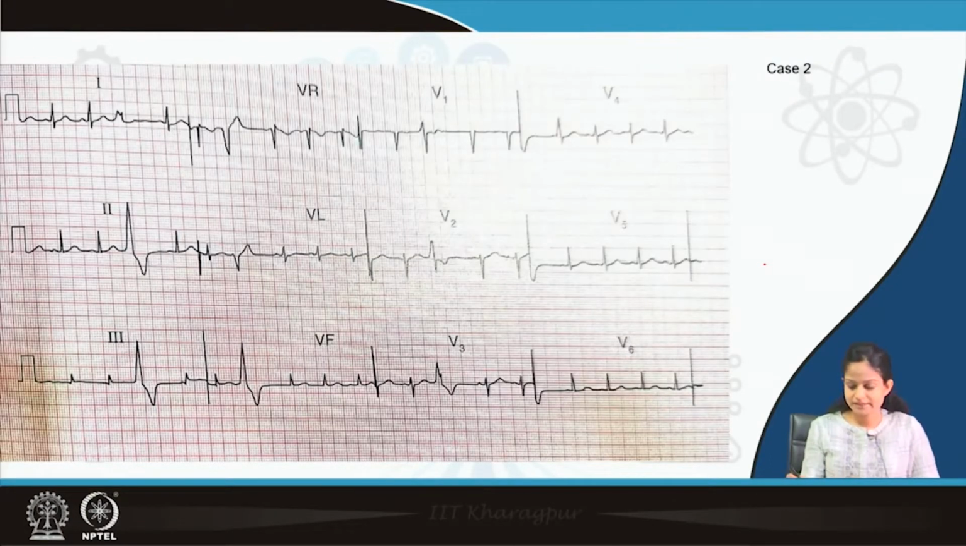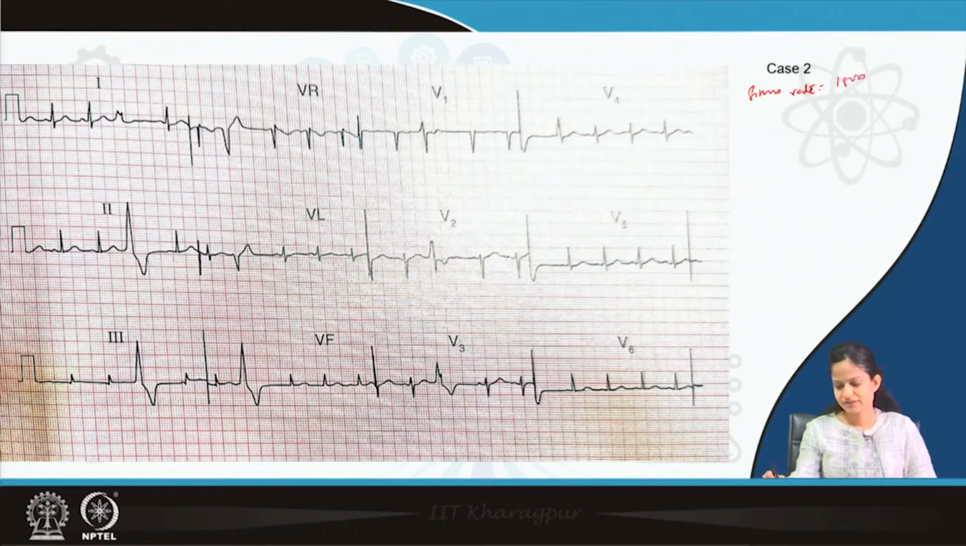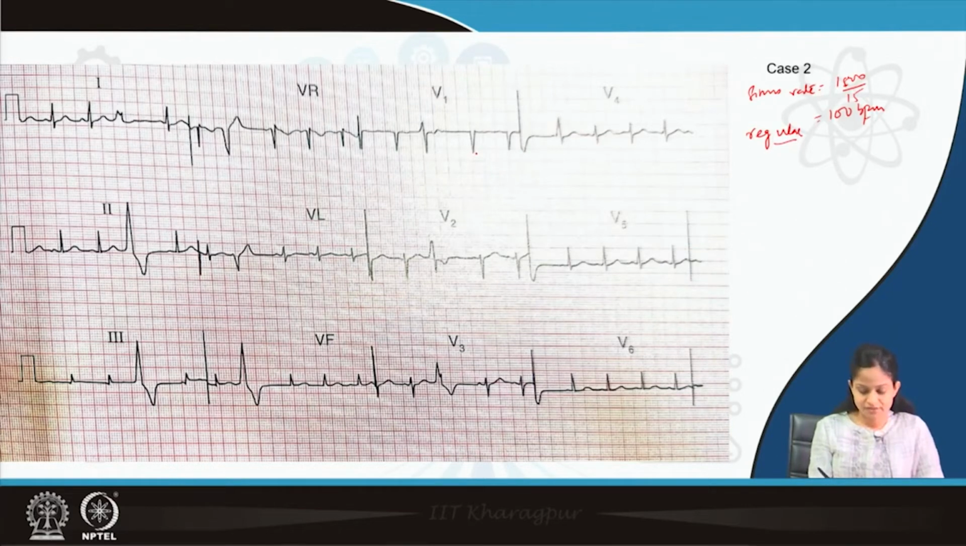So, first we will calculate again the rate, the sinus rate. Here we can go with the 1500 boxes method. So, it is around 5, 5, 10 and 15. So, approximately 1500 by 15, that is 100 beats per minute. So, here the heart rate is around 100 beats per minute. Now, second thing is the regularity, it is regular. Then we have the QRS complexes and the P waves.